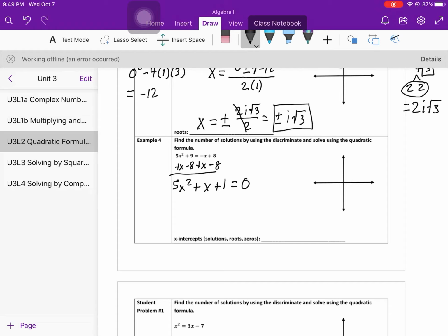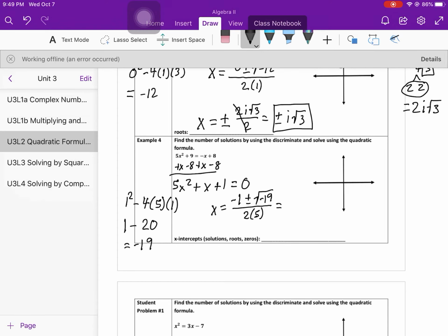Okay, so discriminant part, b squared minus 4ac is going to be 1 squared minus 4 times 5 times 1. So we get 1 minus 20, which equals negative 19. So we get another negative number, which tells us we're going to have an imaginary solution. So then I get x equals negative 1 plus or minus the square root of negative 19 all over 2 times 5.